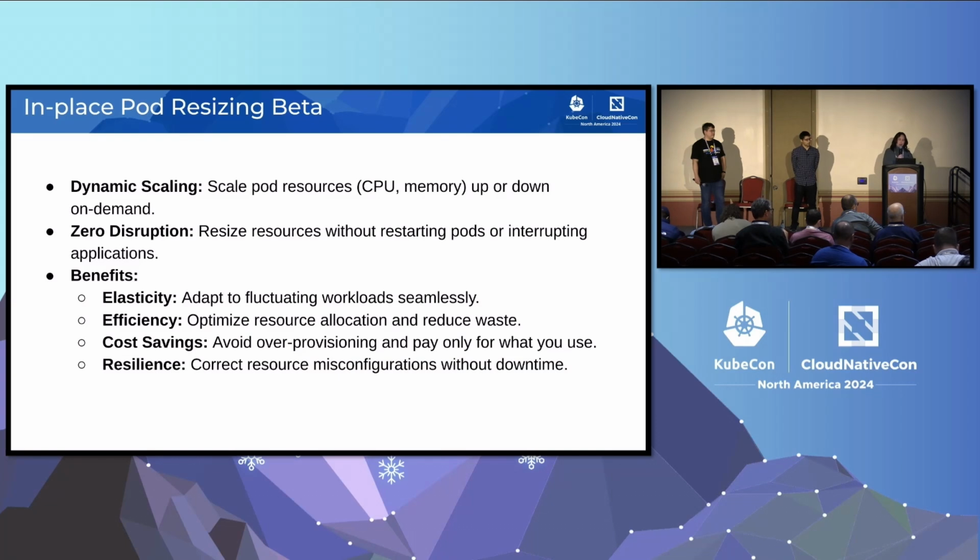So this is really powerful, and because of this we allow you to further optimize your resource allocation and utilization, and reduce the waste of expensive compute power. This directly translates to dollar savings, right? So the cost saving for your workload or for your cluster. And of course, the last one is that this gives you the possibility to dynamically correct resource misconfiguration without downtime, right?